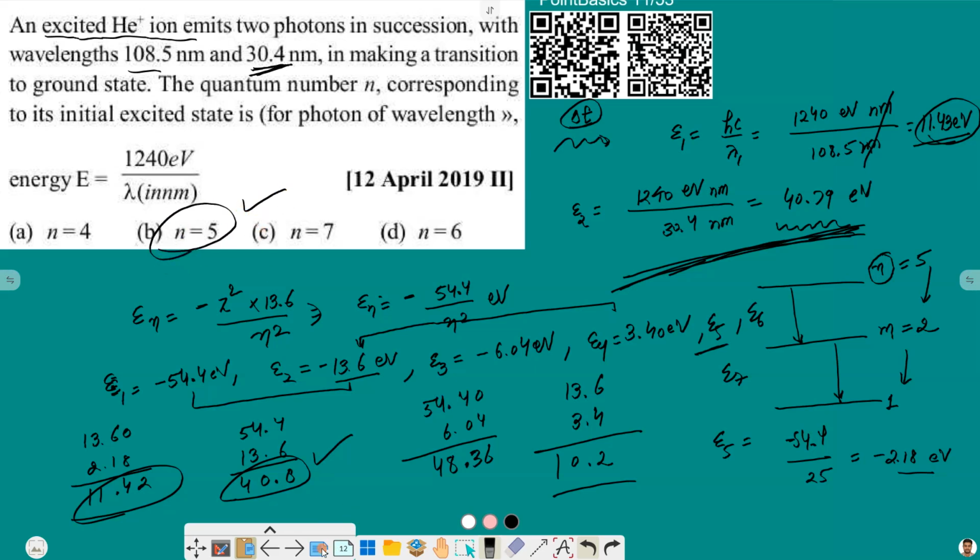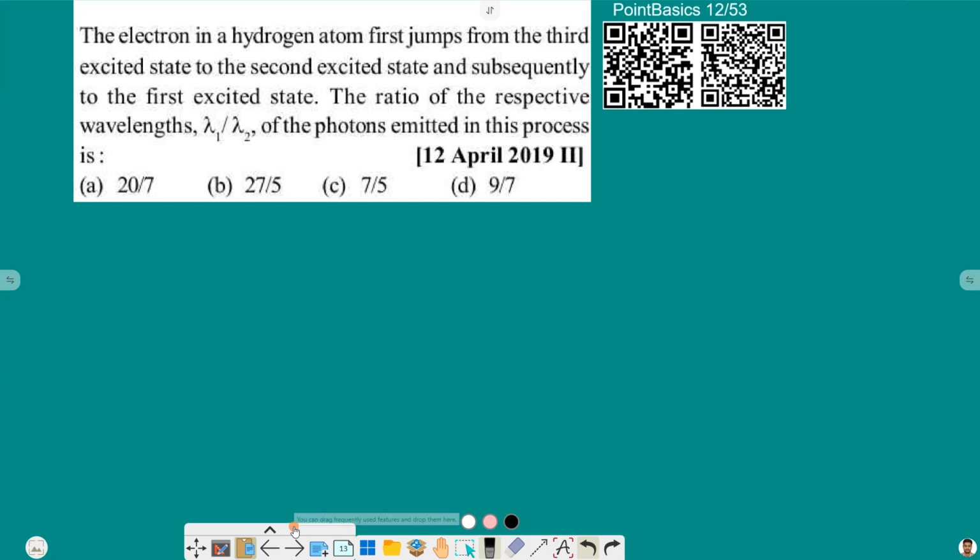With this, let's move to the next one. The electron in a hydrogen atom first jumps from the third excited state to the second excited state. So the third excited state will be n equal to 4, and the second excited state will be n equal to 3, and subsequently to the first excited state means n equal to 2. We need the ratio of the respective wavelengths lambda 1 and lambda 2 of the photons emitted in this process. So let's say this is lambda 1 and this is lambda 2.